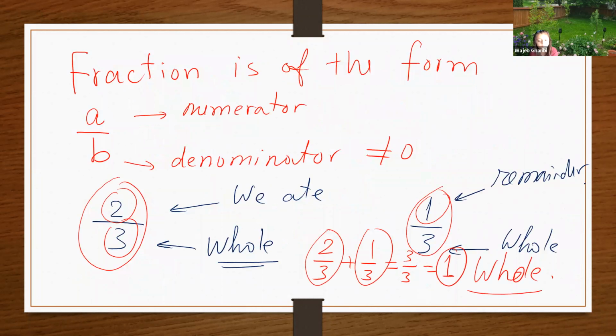A fraction is of the form A divided by B, where A is the numerator and B the denominator, and B should not be equal to 0. As we gave in the example, we ate 2 pieces out of 3, 2 the part, and 3 the whole. The remainder is 1 piece, we can represent the remainder as 1/3. 2/3 plus 1/3 equals 3 out of 3, which is 1 whole.